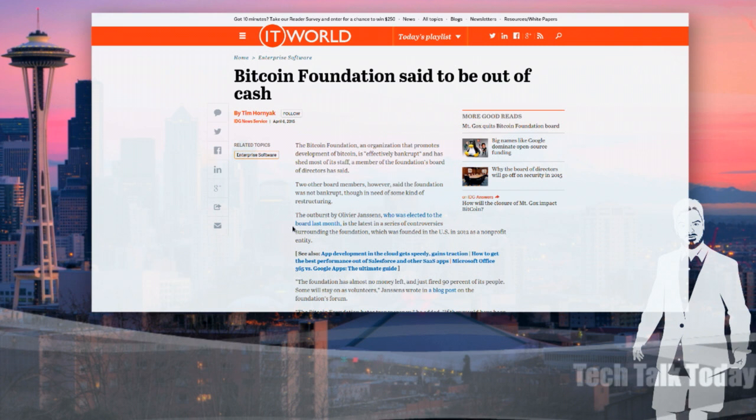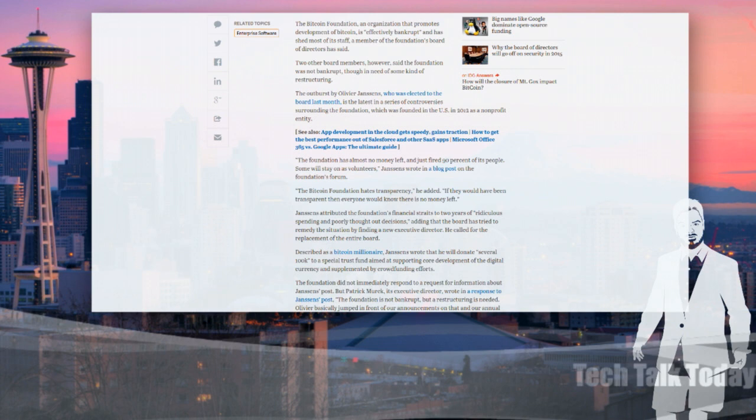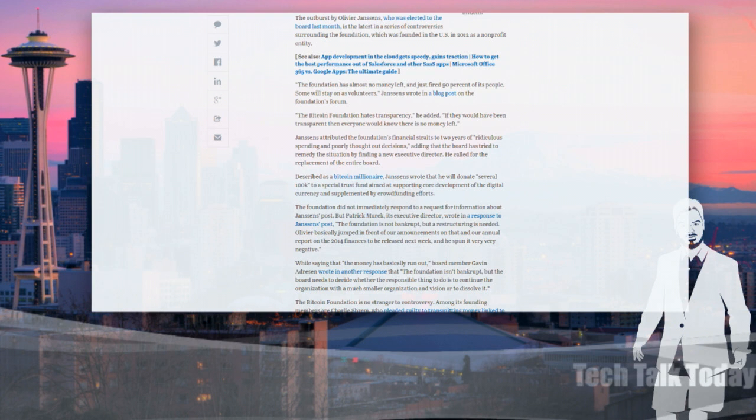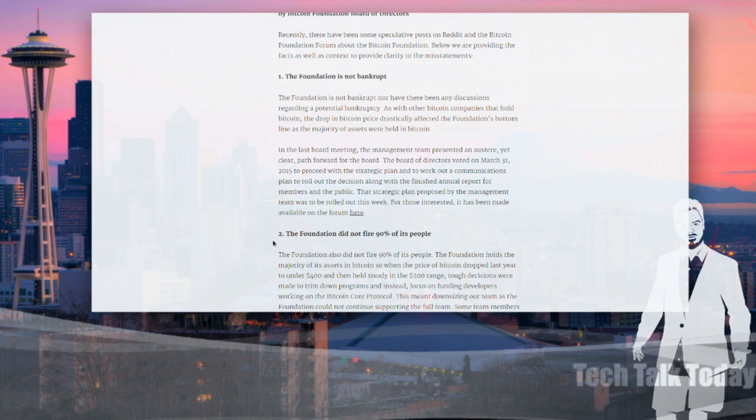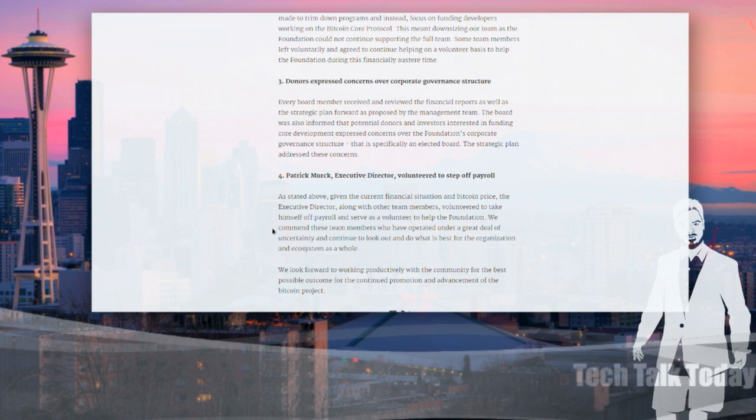But according to two board members, the foundation is very close to bankruptcy. It's not bankrupt yet, but maybe as soon as next month, potentially. The foundation has almost no money left and has slimmed down, cutting extra programs and focusing on funding developers. The money has essentially run out. Now, the Bitcoin Foundation has put out a fact sheet about it. They say we are not bankrupt, but we are in the process of working fast to restructure and make a strategic plan, which they have proposed. They haven't laid off 90% of their staff like the news is reporting.